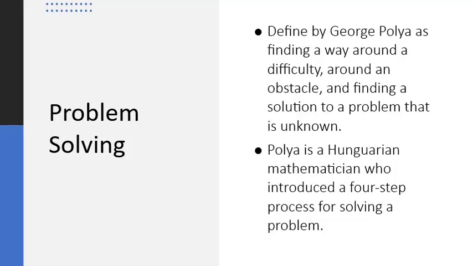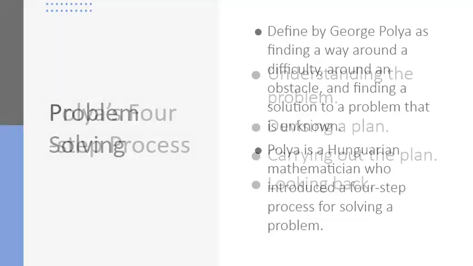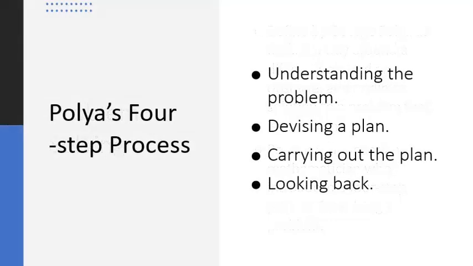There is a Hungarian mathematician by the name of George Polya who said that problem solving is finding a way around a difficulty, around an obstacle, and finding a solution to a problem that is unknown. Polya introduced a four-step process for solving a problem. These four-step processes are understanding the problem, devising a plan, carrying out the plan, and looking back.